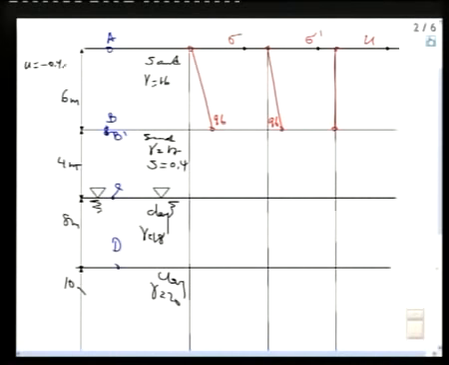0.4 multiplied by HC. How much? 4 multiplied by gamma water.